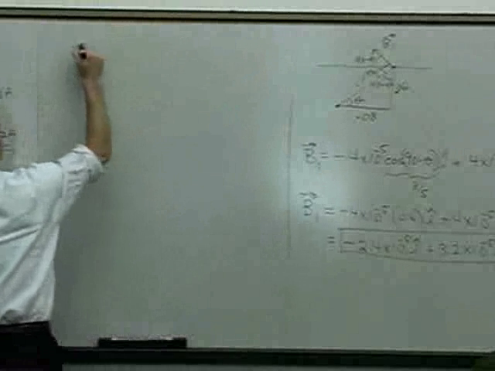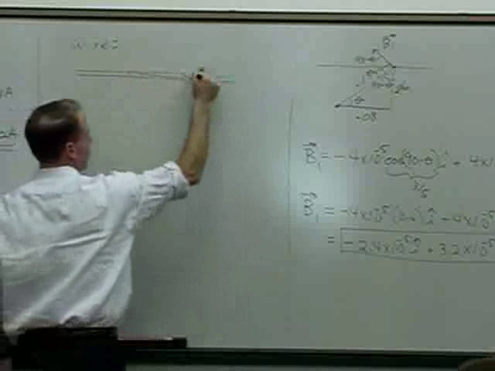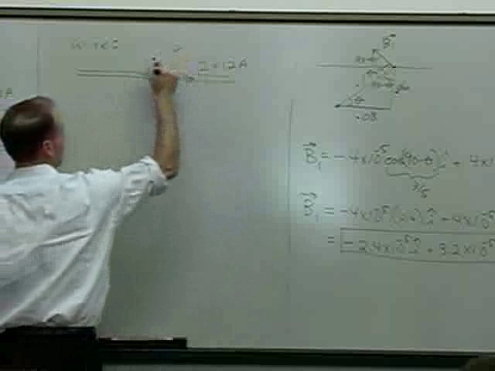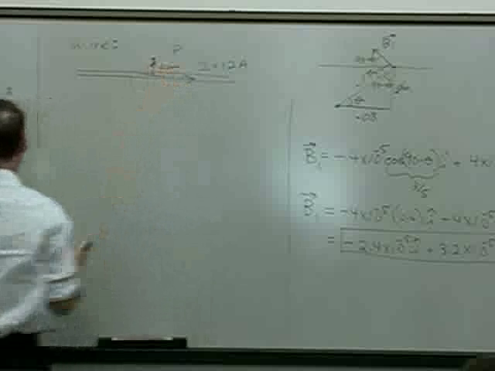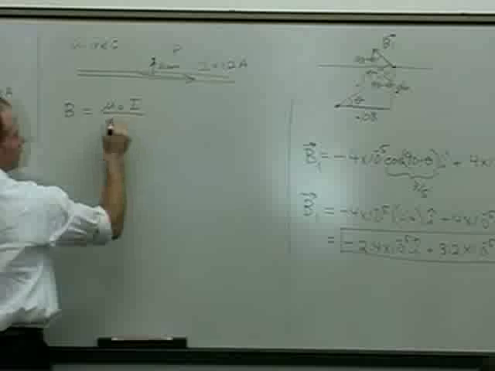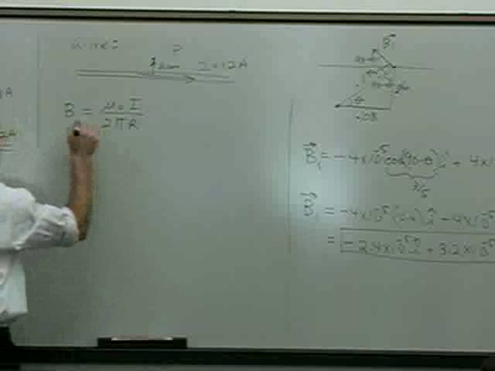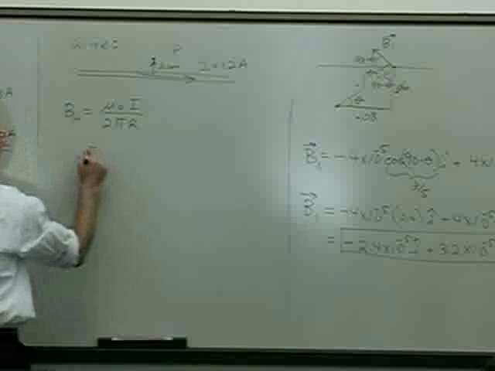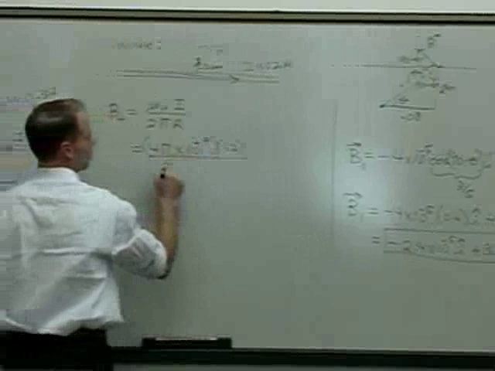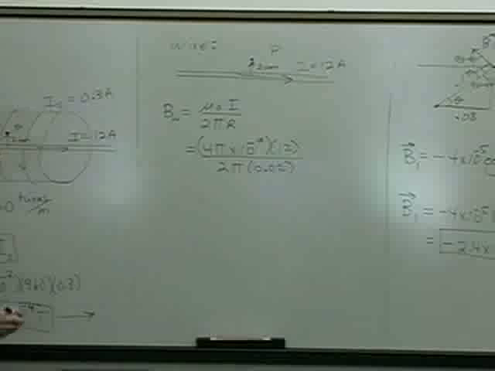Now we'll do the wire. Current in the wire is given as 12 amps. And we're going to look at some point P that is 2 centimeters away from the wire. So that magnetic field from Ampere's law is mu naught I over 2 pi R, R being the distance we are away from that wire. Bring a little subscript W in there. This is going to be 4 pi times 10 to the minus 7 times 12 amps over 2 pi times 2 centimeters, or 0.02 meters.